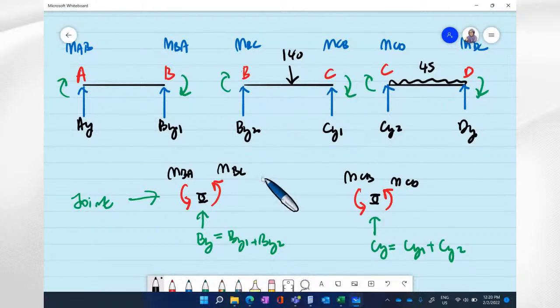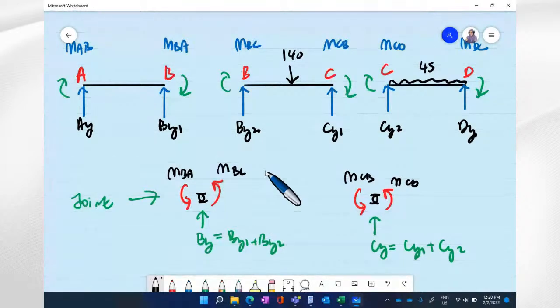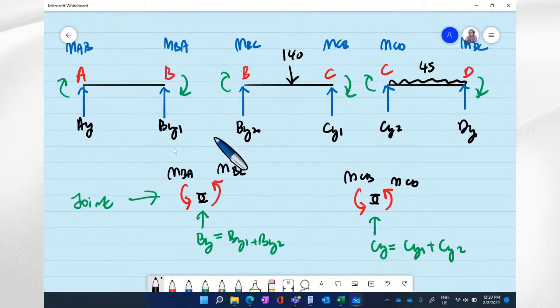So you need to remember the concept. The sign convention that we assume for the moment distribution method is clockwise, representing member end moment, which is actually the moment towards the element, the green one.